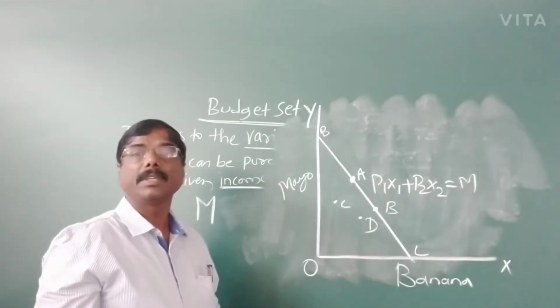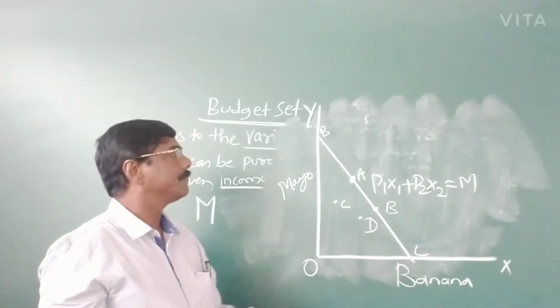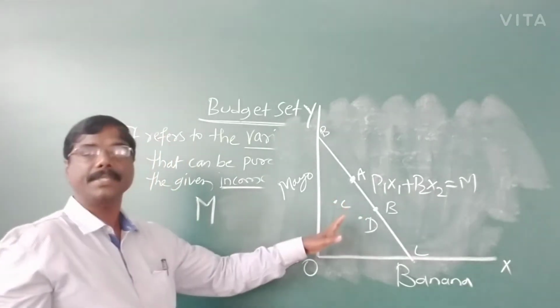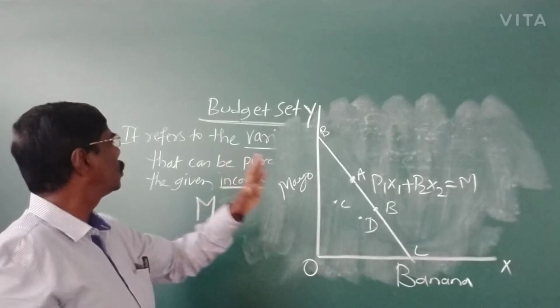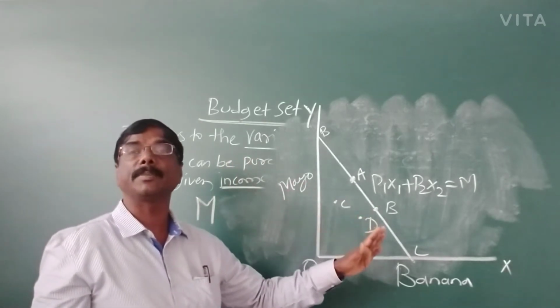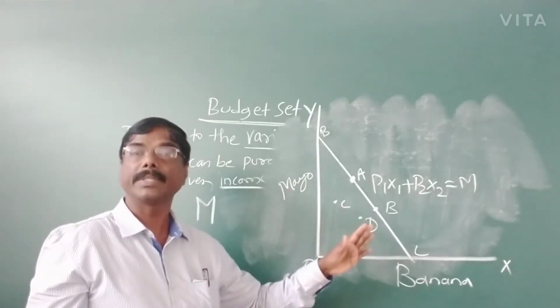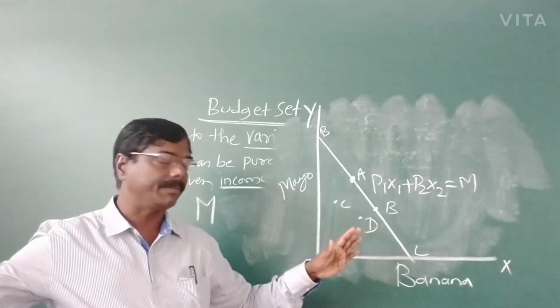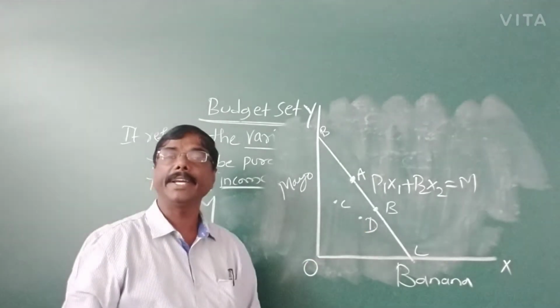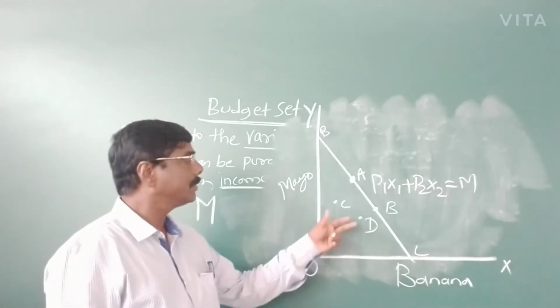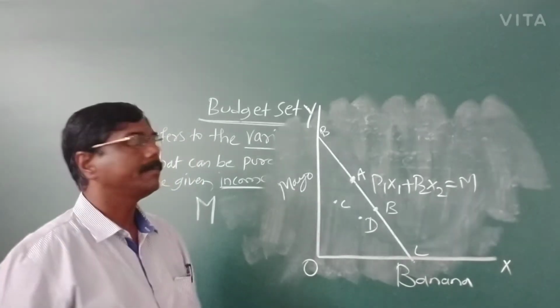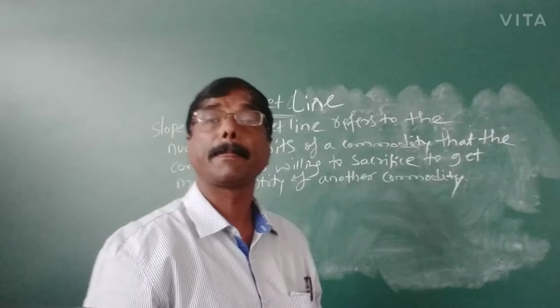So here this curve shows various combinations of two goods that can be purchased by a consumer with the given income and prices. So this is the explanation regarding the budget set.